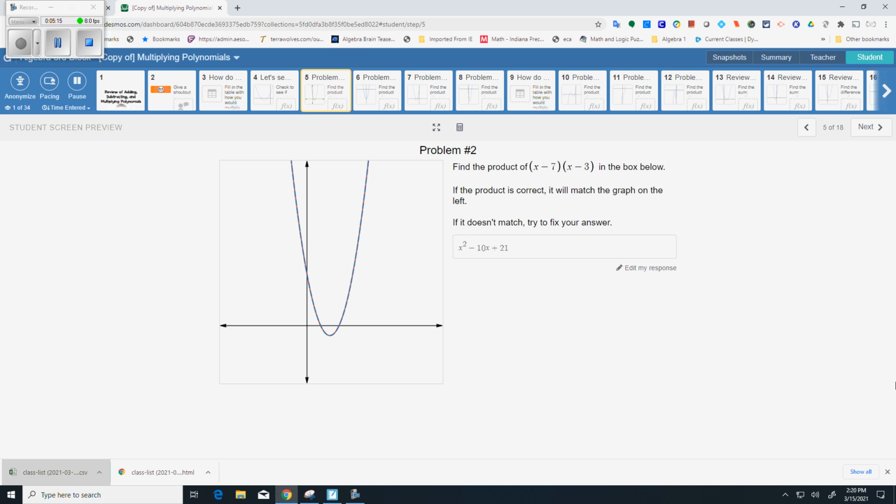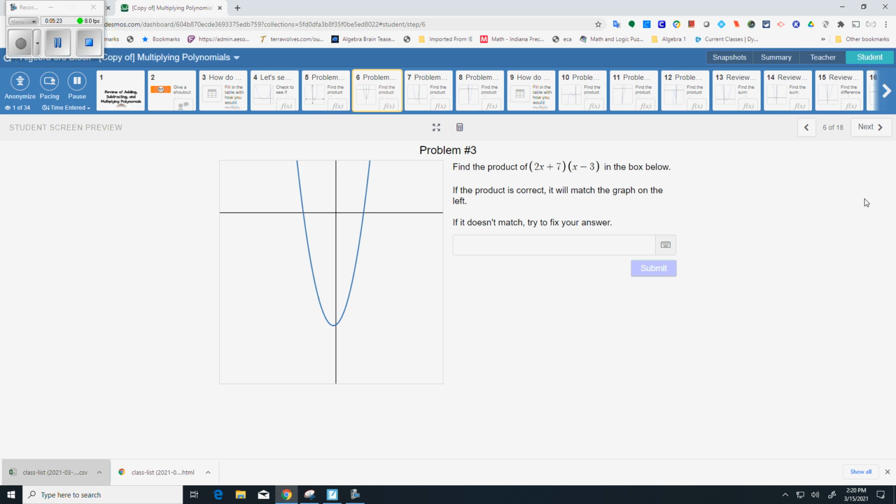Yeah, and see like the graphs line up. So that's a way for you to check your work as you're doing this. So now we're gonna just keep on moving.